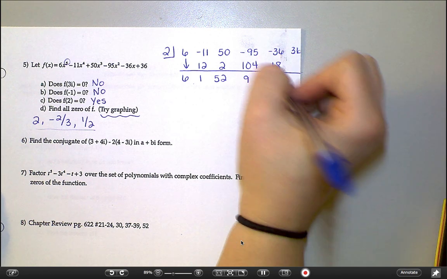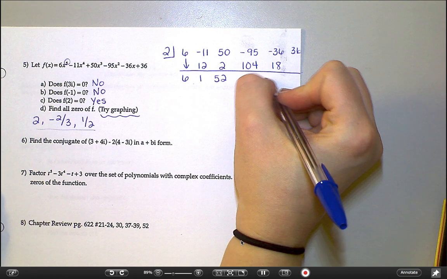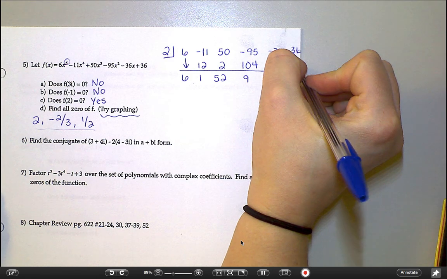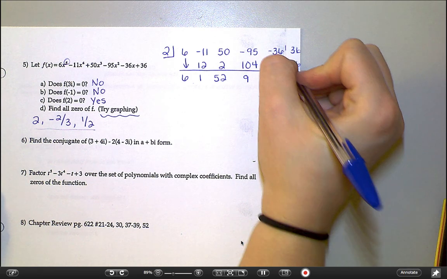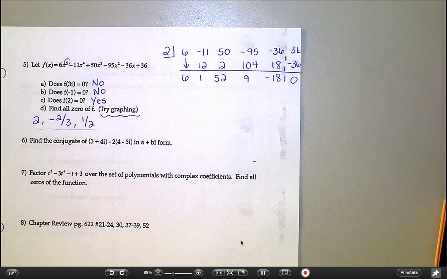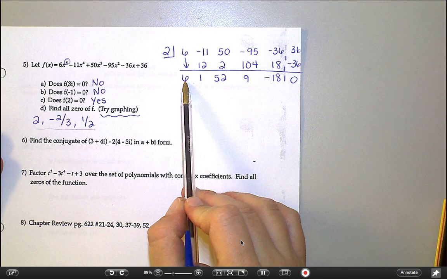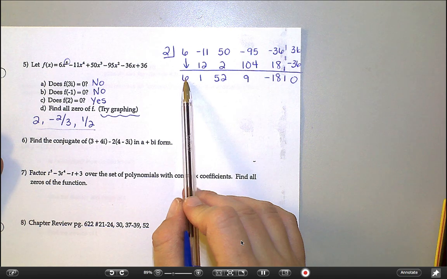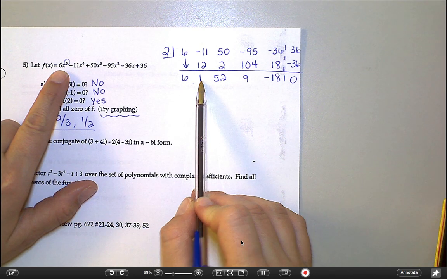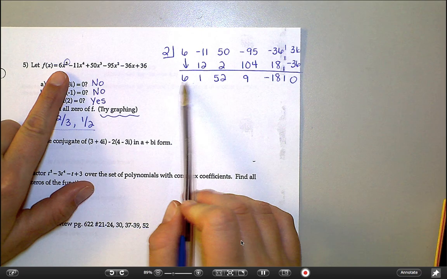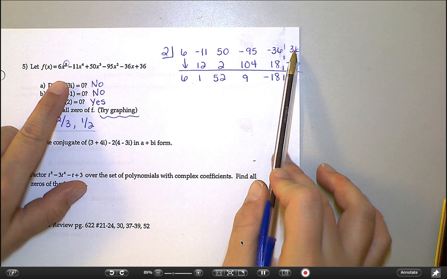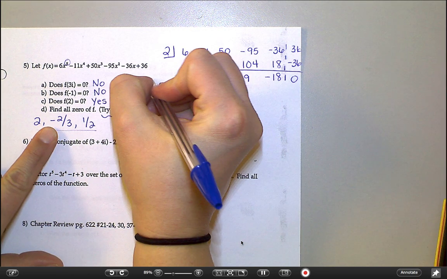Negative 36 plus 18 is negative 18. And then 2 times negative 18 is negative 36. And that makes a 0. And remember, that last one is always representing your remainder. So it's a good thing that that's a 0. Okay? And so this would now be the coefficients on my new polynomial. Okay, my new polynomial would now be 6x to the 4th plus 1x cubed and so on. So starting at x to the 4th. But instead of turning that into a new polynomial, I'm just going to use that as my new coefficient row, and I'm going to divide out negative 2/3.